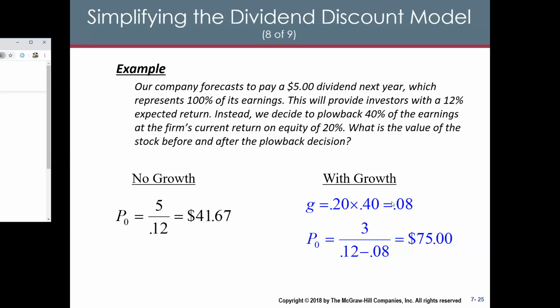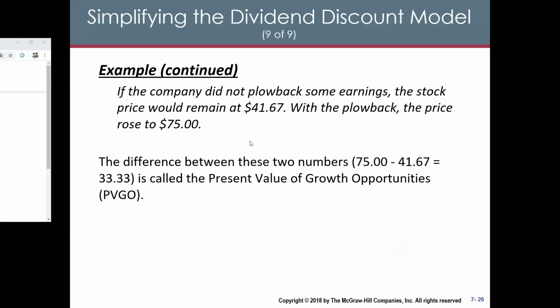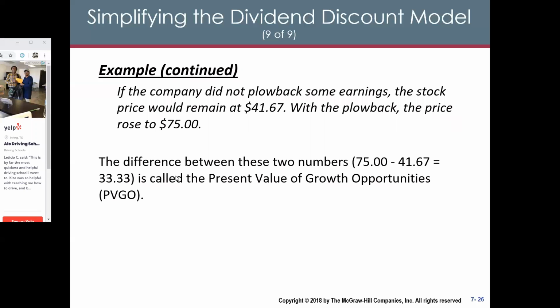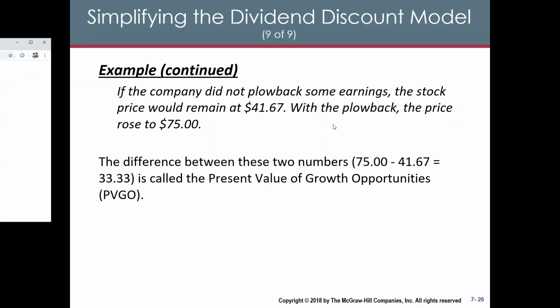In other words, if you decide to invest in this project, the present value increases to $75. And the difference between those two is 75 minus the 41.67, or 33.33. So that's the present value of the growth opportunity. So I hope those two examples help you to understand the concept of this present value of growth opportunities.